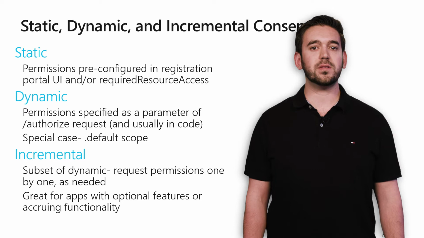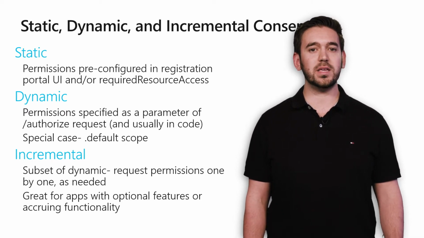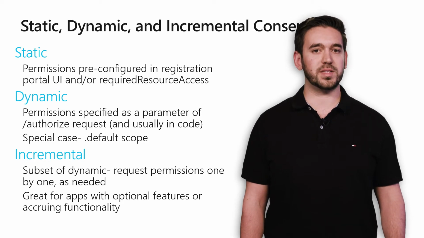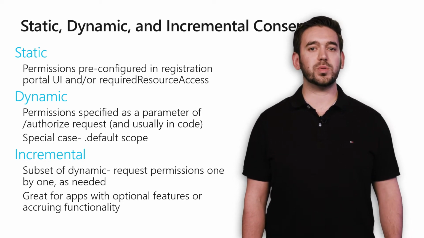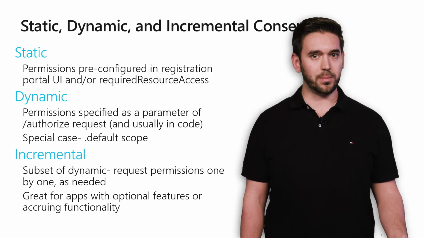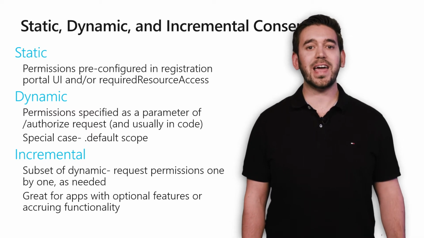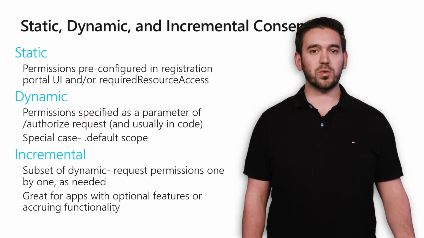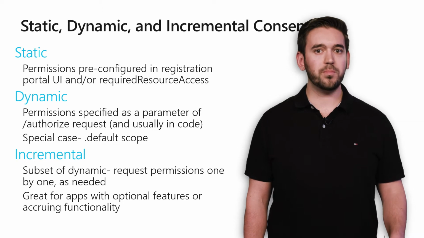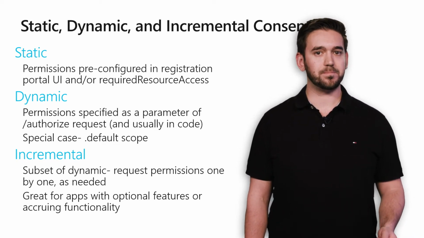Dynamic permissions are used in the scenario where the application specifies which permissions it's requesting directly in the call it makes to the authorize endpoint. These permissions are usually specified in the code of the app as well, and this is how it is in most of our samples. There's a special case to be aware of where the .default scope can be used. This tells the authorize endpoint to look at the list of static permissions in required resource access that were specified in the portal, even though the app is using the V2 flow that is normally dynamic.